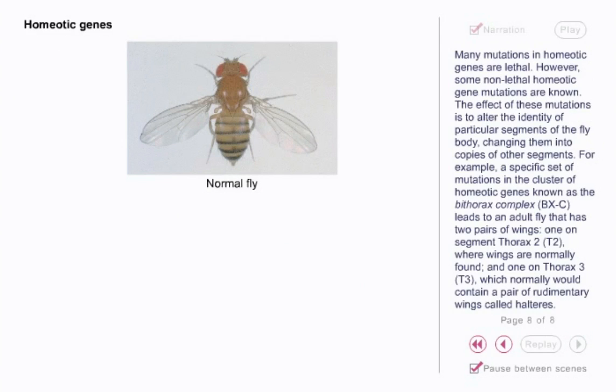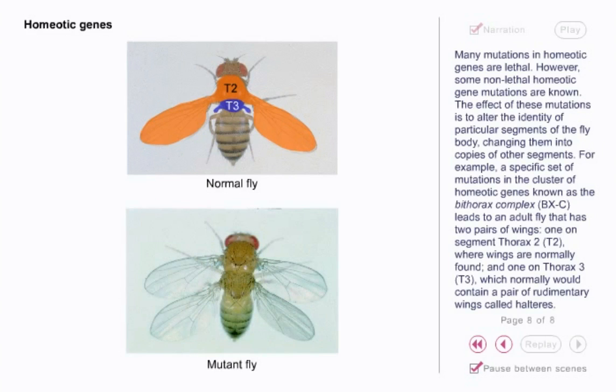However, some non-lethal homeotic gene mutations are known. The effect of these mutations is to alter the identity of particular segments of the fly body, changing them into copies of other segments. For example, a specific set of mutations in the cluster of homeotic genes known as the bithorax complex, BXC, leads to an adult fly that has 2 pairs of wings, one on segment thorax 2, T2, where wings are normally found, and one on thorax 3, T3, which normally would contain a pair of rudimentary wings called halteres.